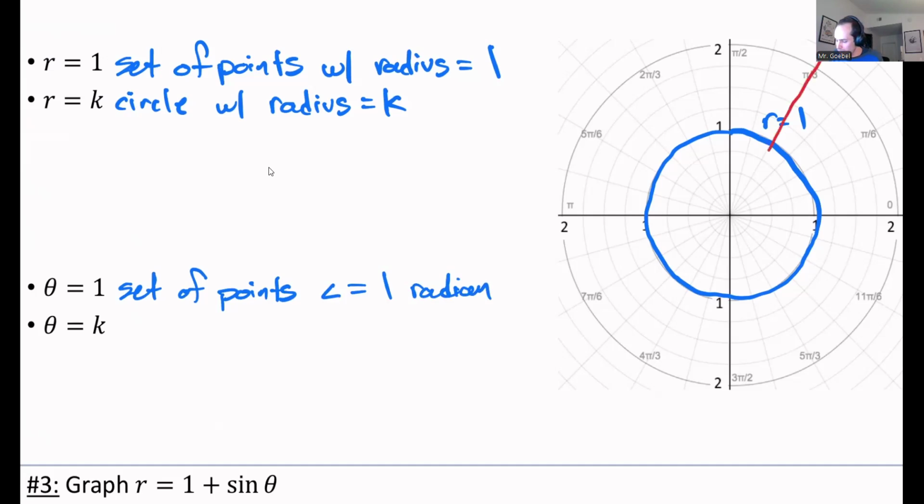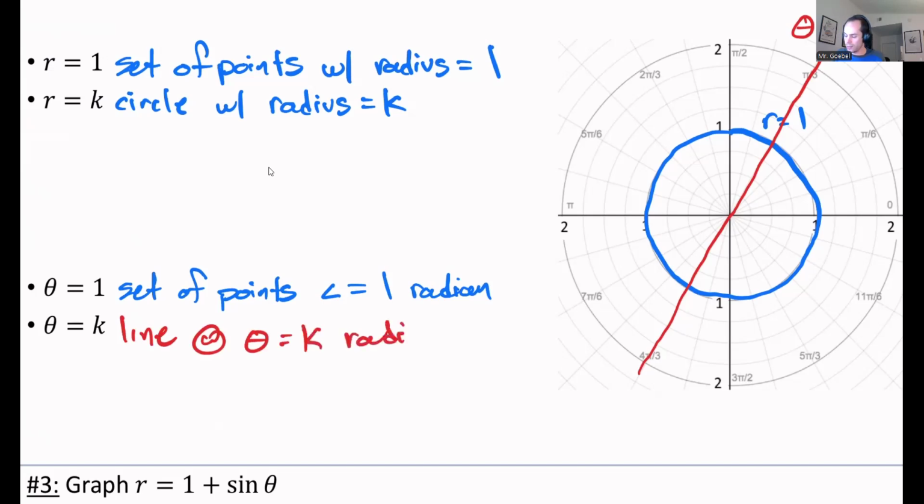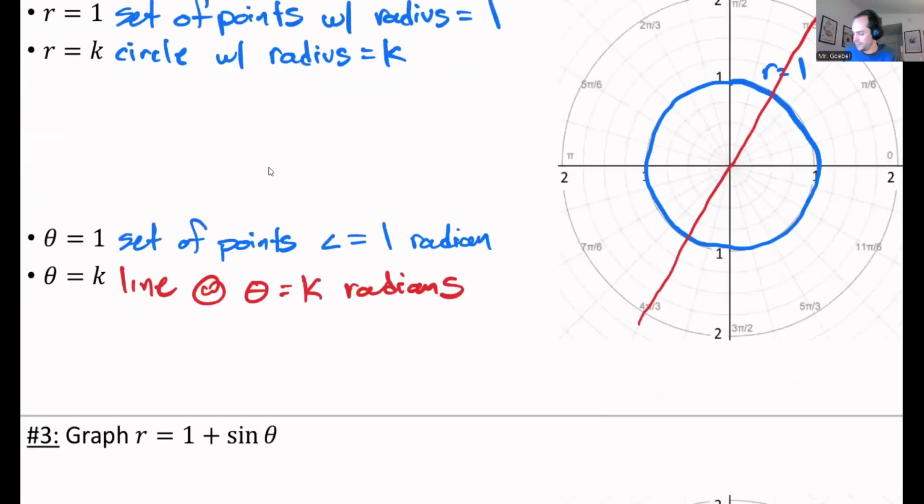Theta equals 1 is basically just a straight line through that theta equals 1 radian. So this is theta equals 1 right there. It's just a straight line. So theta equals k is a line at theta equals k radians. So if you see r equals a number, if you see theta equals a number, right away you should go, Mr. Goble, I know what those are. Those are a circle and a straight line.